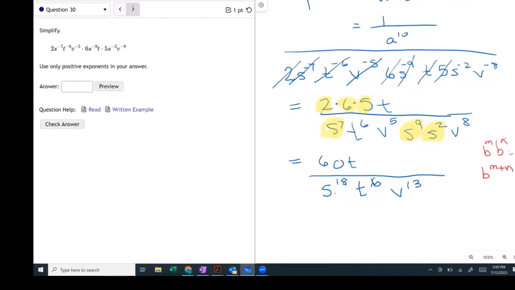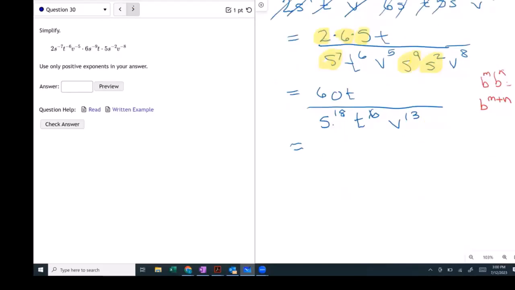Okay. Am I done? No. Oh, good. I'm not done. What do I have to do now? I'm only allowed to have one of each variable. This is the same as 60 over s to the 18th, v to the 13th, times t over t to the 6th. I separate it because it makes it easier because the bases have to be the same.